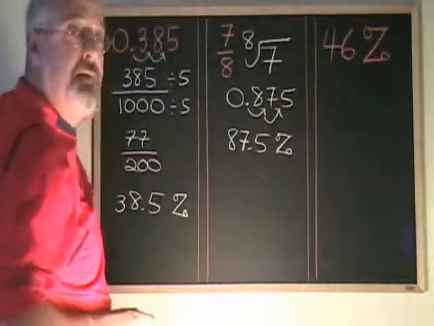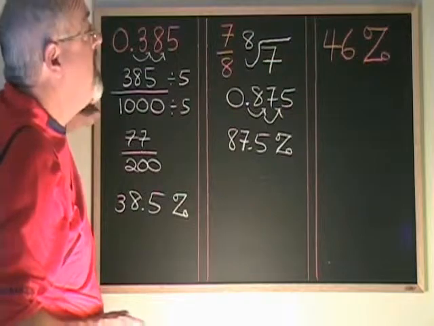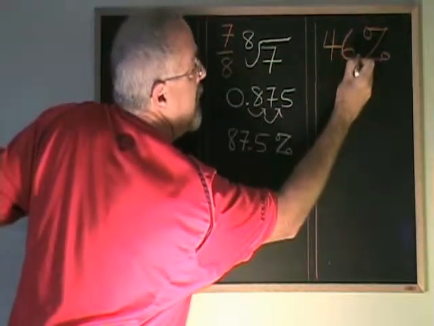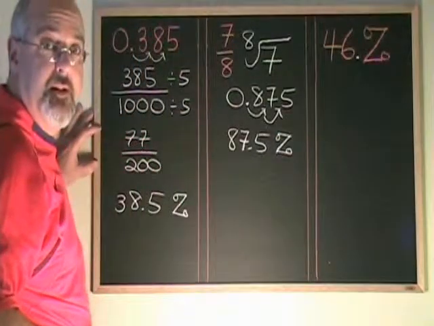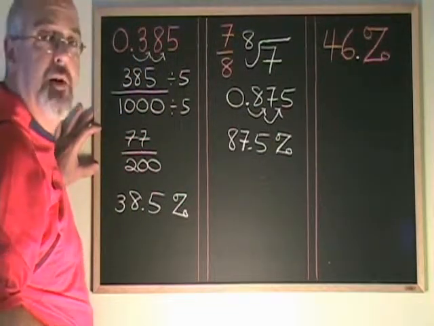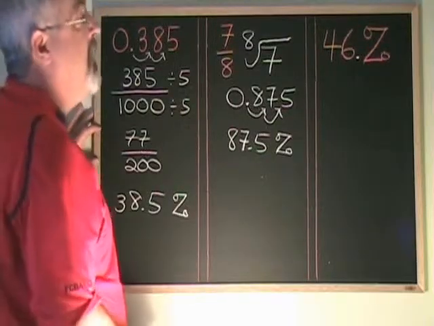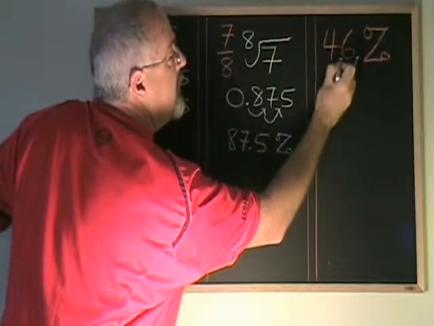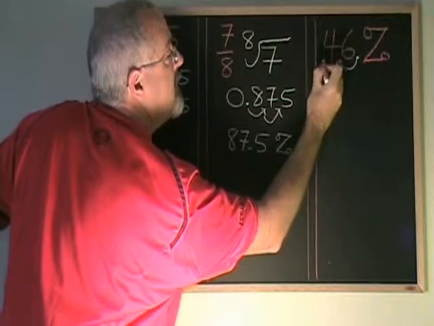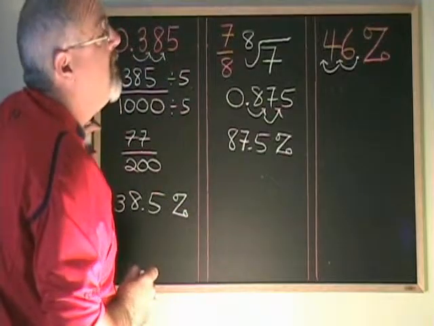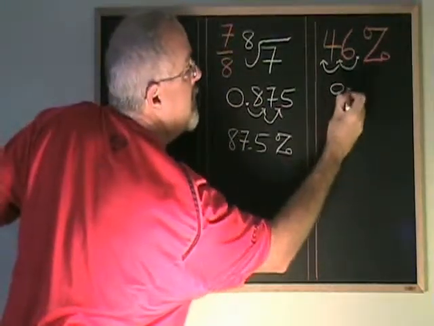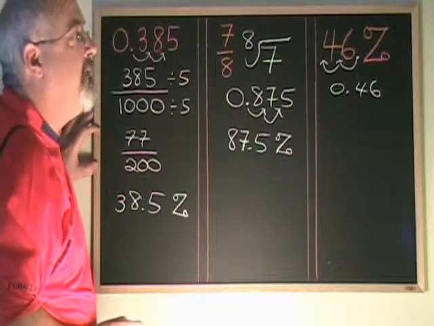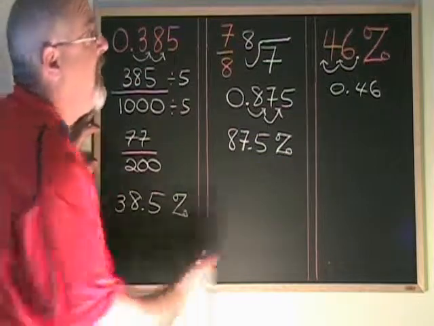Finally, we have 46%, and we want to be able to convert it to both a decimal and a fraction. To convert it to a decimal, we have to know that there is a decimal here after the 6. 46% means 46.0%. And to convert that percentage into a decimal, we move our decimal place 2 spaces to the left. So 46% becomes 0.46 in decimal form.